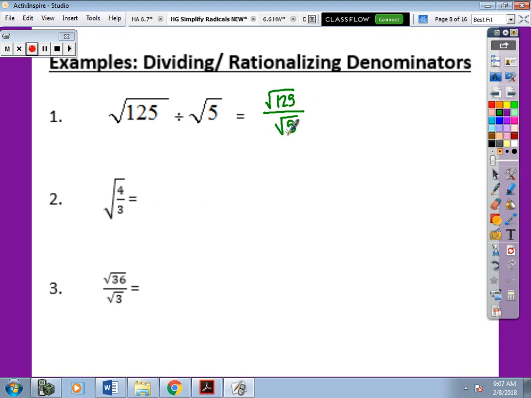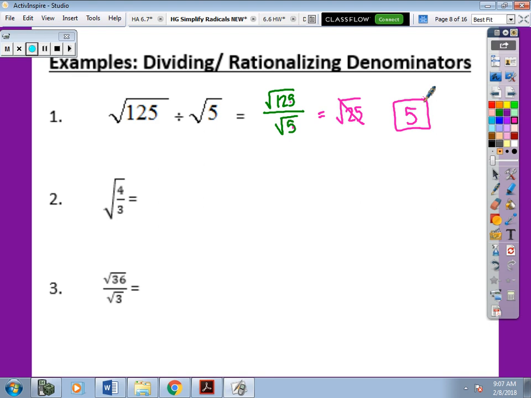divided by the square root of 5. Well, this one's under a radical, this one's under a radical, so I can just divide them. What is 125 divided by 5? Square root of 25. Good. You have to keep it. If they're both inside a radical, you have to keep it inside the radical. Then we can take the square root of 25, which is 5.